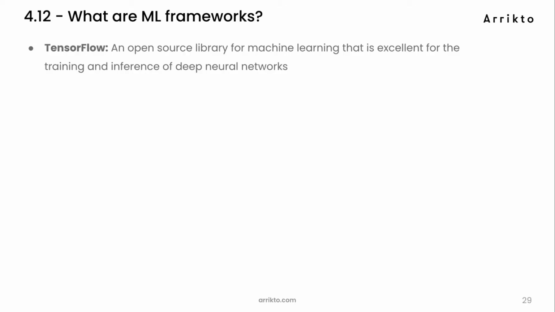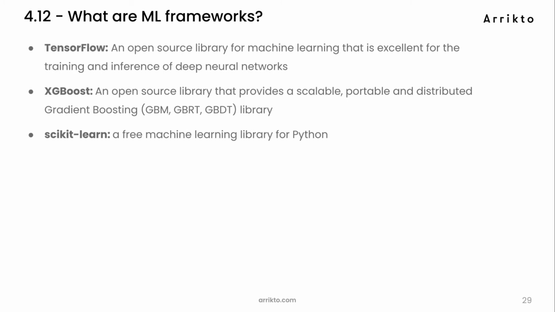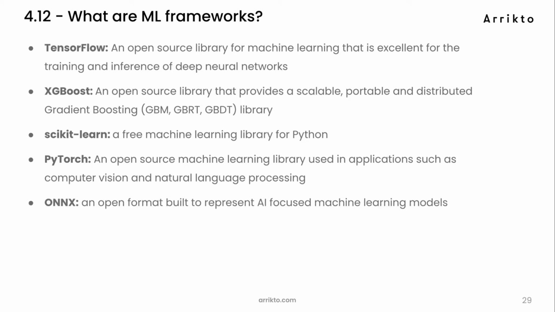Now, what are ML frameworks? We touched on it in a previous slide. So machine learning frameworks are going to be things like TensorFlow, which is an open source library for machine learning that is an excellent choice for training and inference in regards to deep neural networks. XGBoost, which is an open source library that provides a scalable, portable, and distributed gradient boosting library. Scikit-learn, which is a free machine learning library for Python. PyTorch, which is an open source machine learning library used in applications like computer vision and natural language processing. And then ONNX, which is an open format built to represent machine learning models.